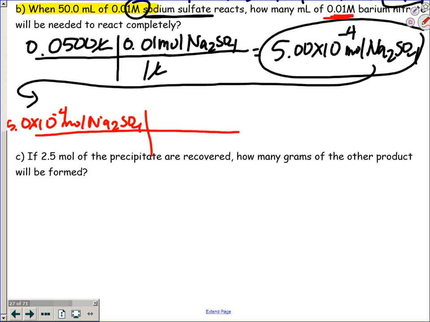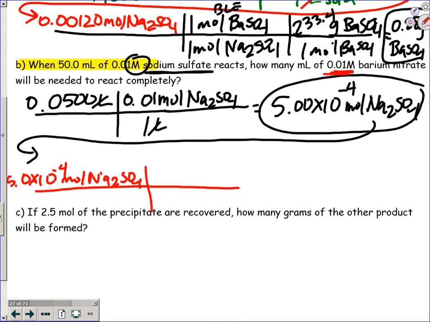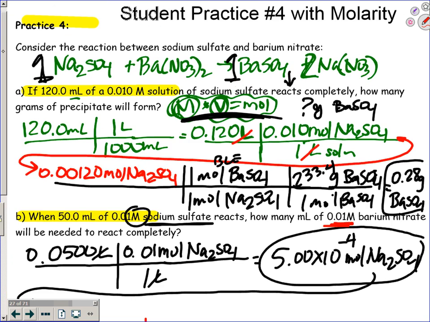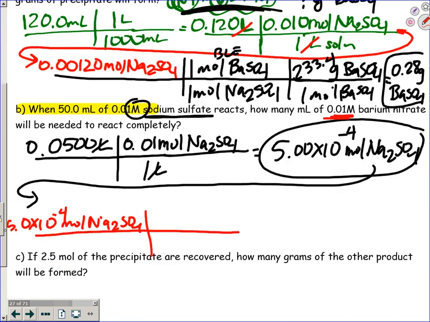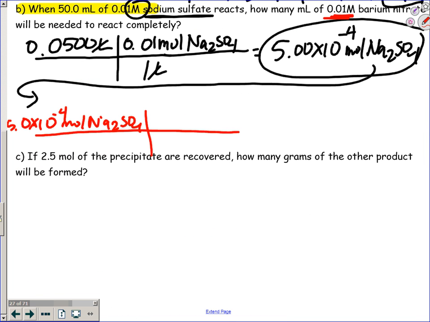What do I have to do next if I have moles of sodium sulfate, Austin? Cancel out the sodium sulfate, right? So what am I accessing for that? The ratio. What is the ratio between sodium sulfate and barium nitrate? It happens to be 1 to 1 again, right? So we're going to use the 1 to 1 and show our work with that. So what goes on bottom? 1 mole of sodium sulfate. And what goes on top? 1 mole of barium nitrate. Okay, so now I have moles of barium nitrate on top.